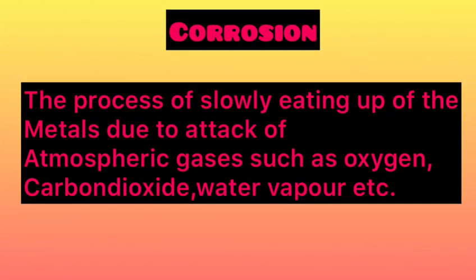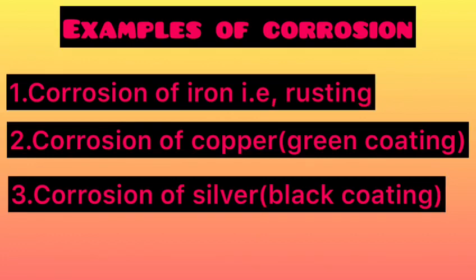My dear students, what is corrosion? The process of slowly eating up of the metals due to the attack of atmospheric gases such as oxygen, carbon dioxide and water vapors is called corrosion. Let's understand this term with the help of some examples in our day-to-day life.